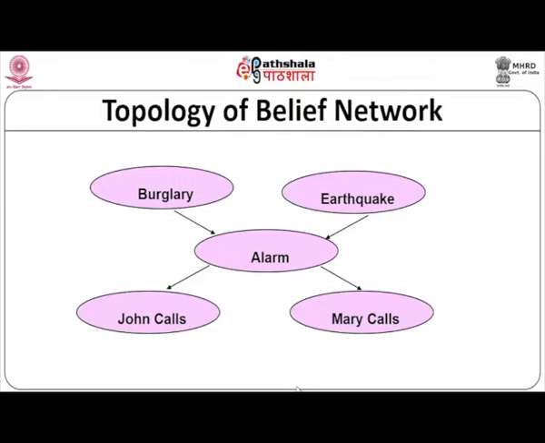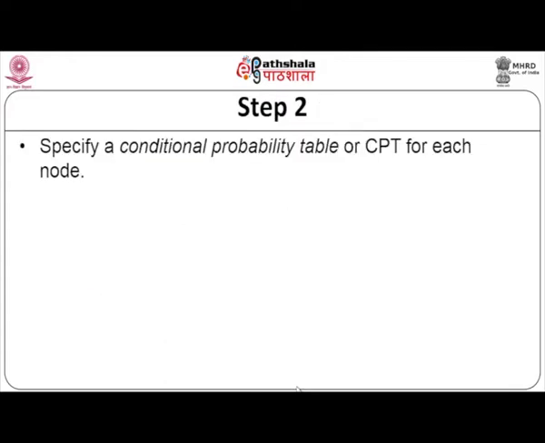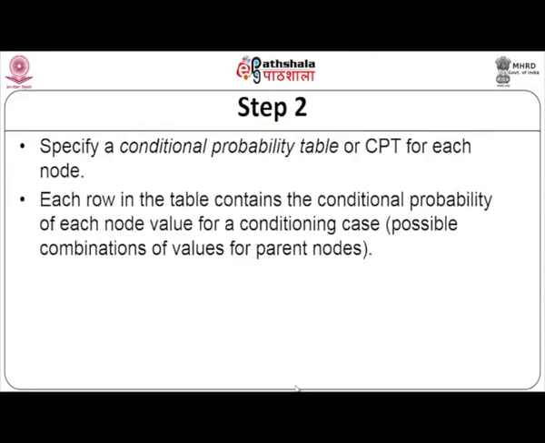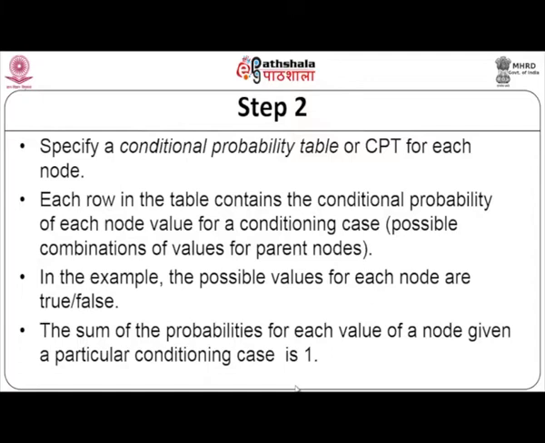Now, the next step is to specify a conditional probability table, or CPT, for each node. Each row in the table contains a conditional probability of each node value for a conditioning case, a possible combination of values for the parent nodes. In the example, the possible values of each node are true or false only, so it is Boolean. The sum of the probabilities of each value of a node given a particular conditioning case has to be 1.